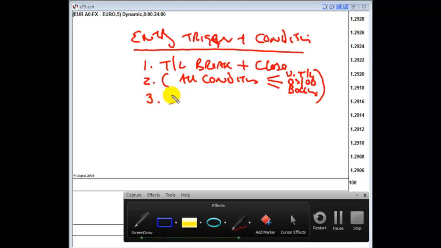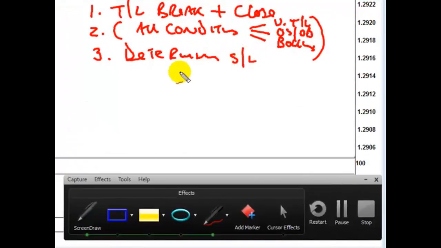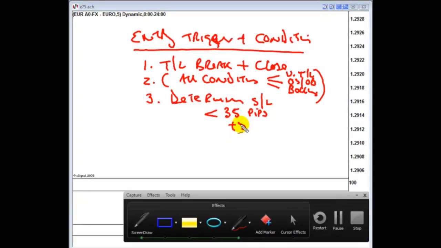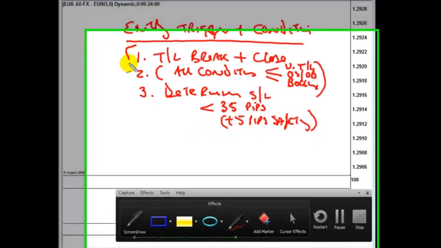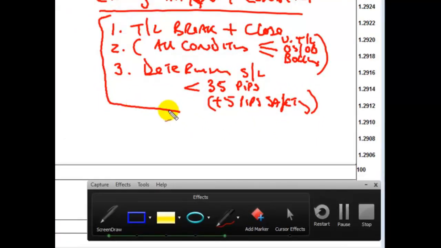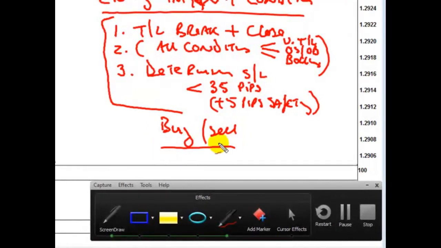And then three, we need to determine the stop loss, and we need to know that that's less than 35 pips. And remember, you've got to add the spread if you're selling, and you've got to add 5 pips for safety, as a safety margin. Okay, and if all of those conditions are in place, then we have an opportunity to buy or sell, and then we're into the trade.